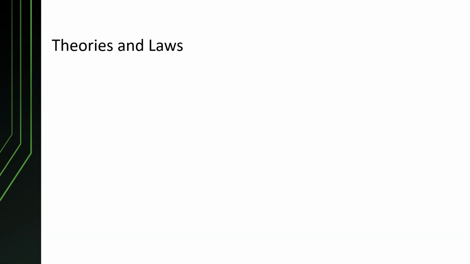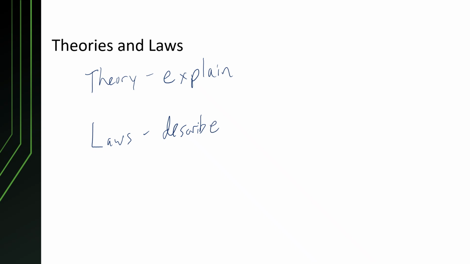Let's start with a very quick review of the difference between a scientific theory and a scientific law. Theories in science attempt to explain whatever observation or phenomena is happening. So there are explanations of what is going on and why it is happening. Laws, on the other hand, describe patterns of phenomena. They're just descriptions. I'll give you a good example.